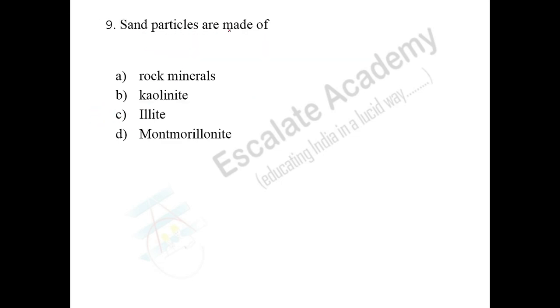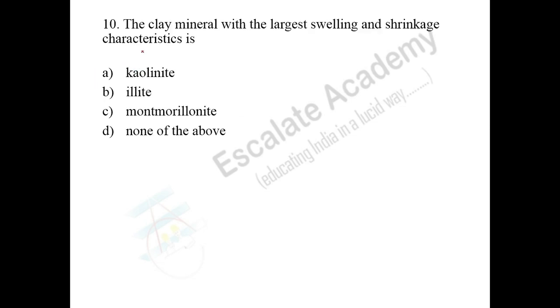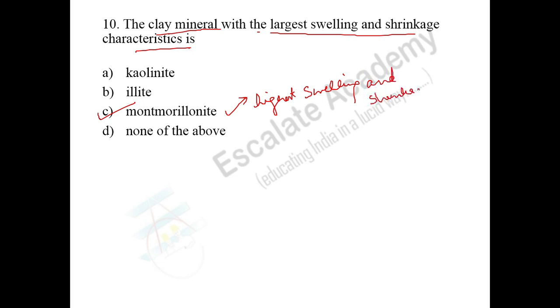Then sand particles are made up of what? Sand particles are made up of rock minerals. Learn it. The clay mineral with the largest swelling and shrinkage characteristics is known as Montmorillonite. I have already told you in the previous slides that Montmorillonite is a clay mineral which has the highest swelling and shrinkage property.